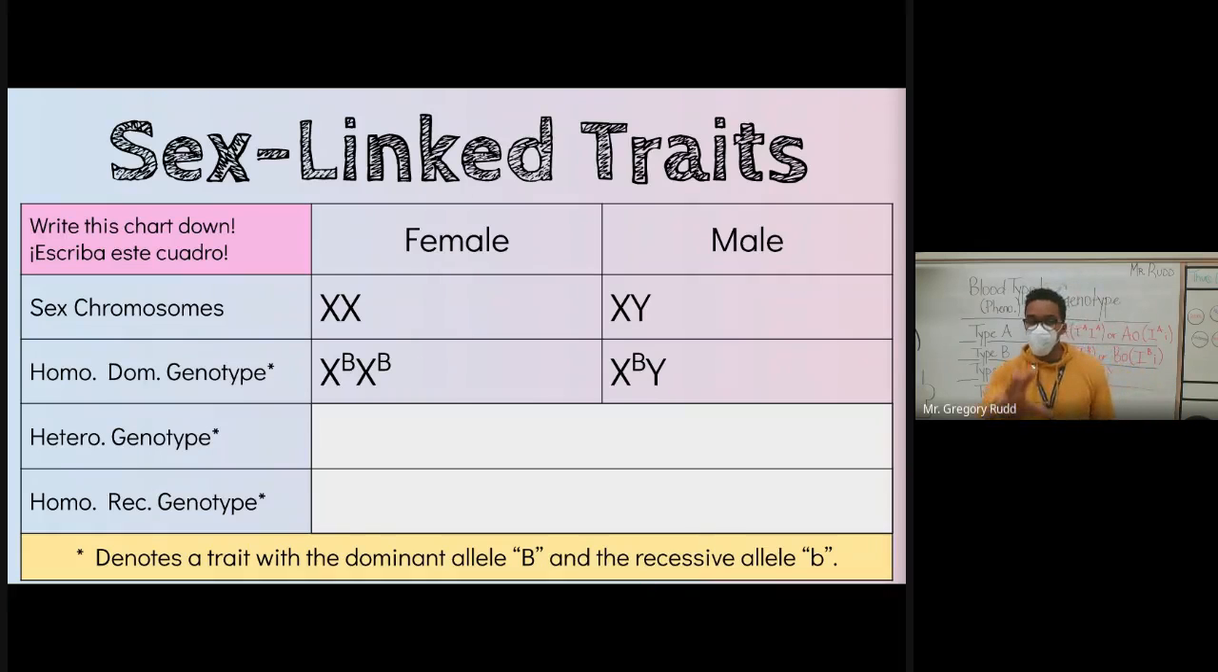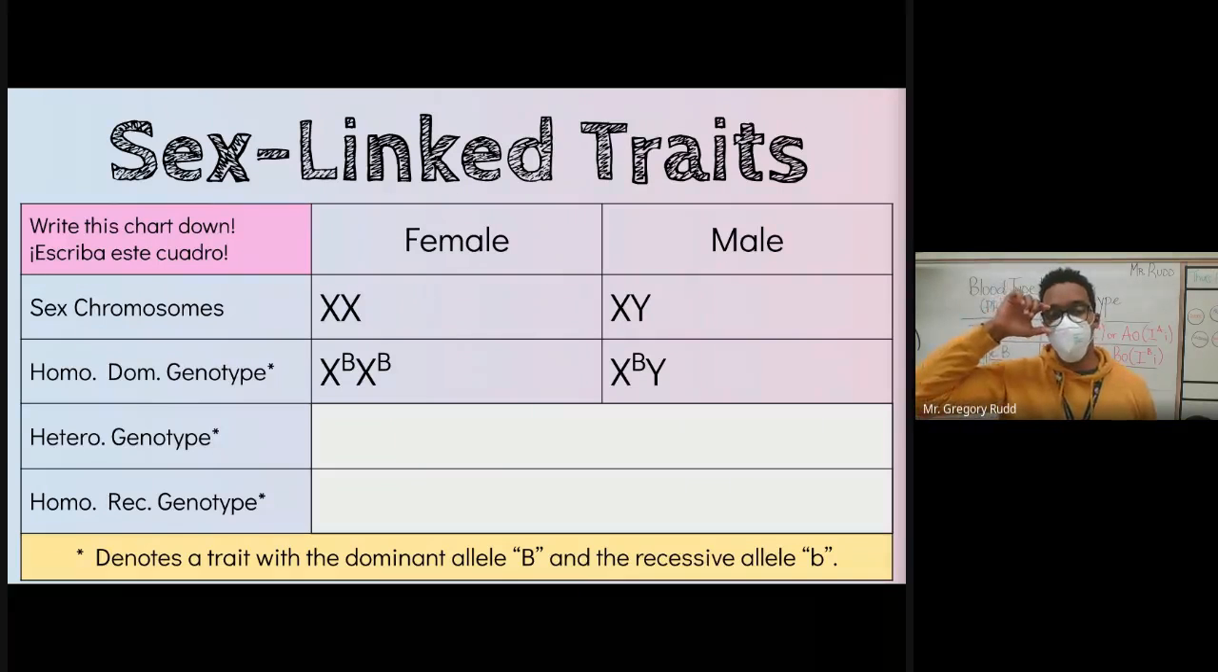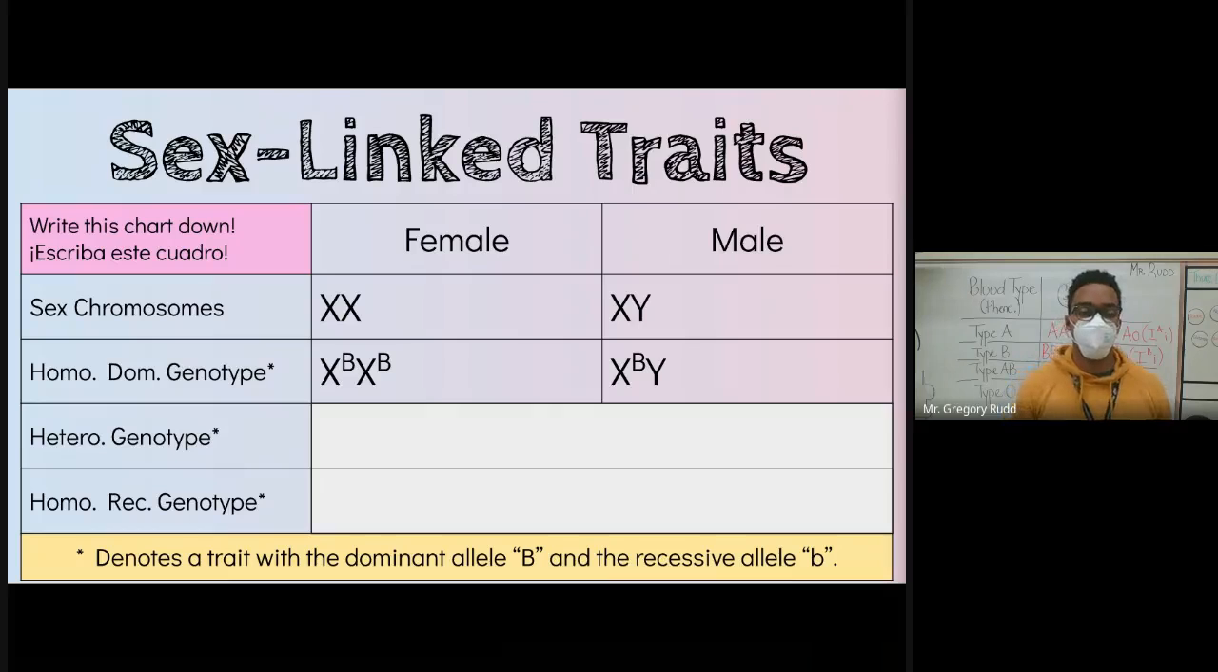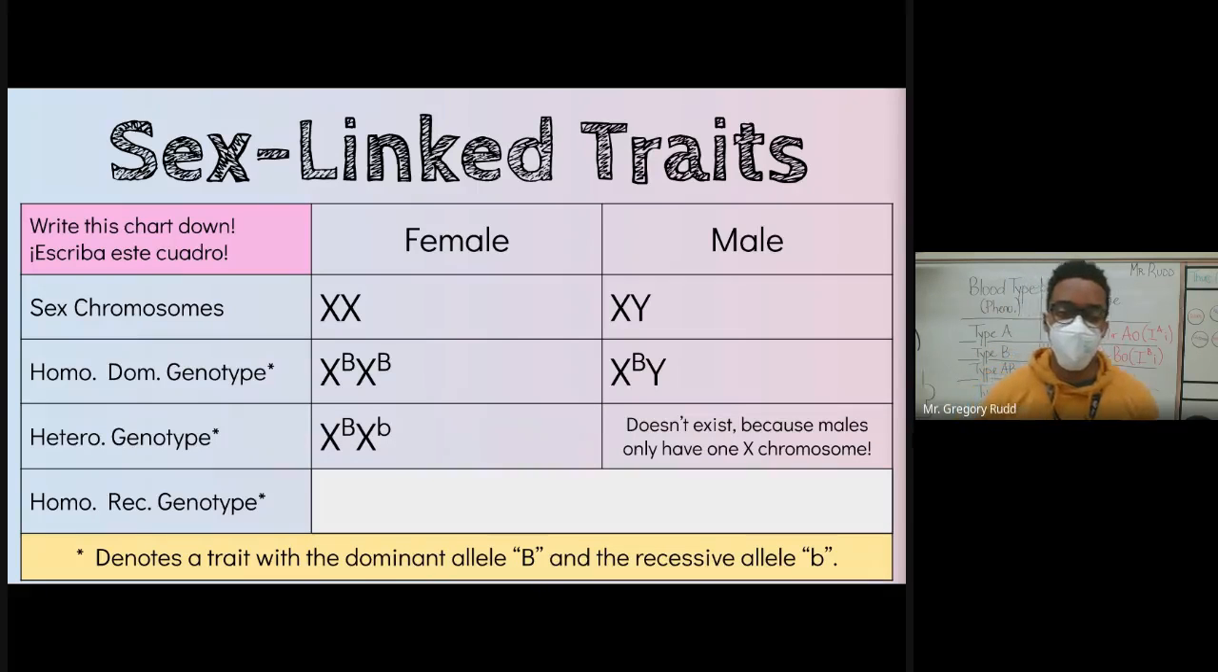Okay, so based on that, let's see if we can pick up on the pattern. Breon, what do you think the heterozygous genotype for a female will look like? Good. Now notice that we're writing the B's like superscripts. We're writing them like exponents. So they go in kind of like the top right portion next to the letter.